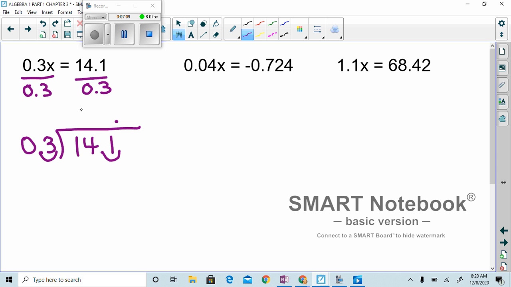3 into 14 will go 4 times, which is 12. You subtract and bring down your next digit. 3 times 7 is 21. We see my remainder is 0. So x is equal to 47.